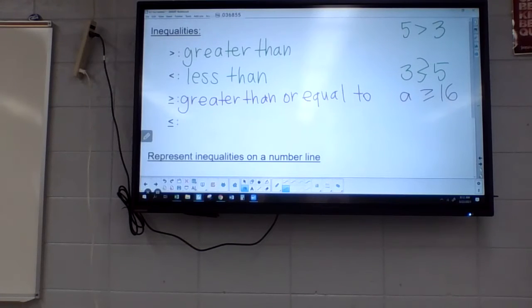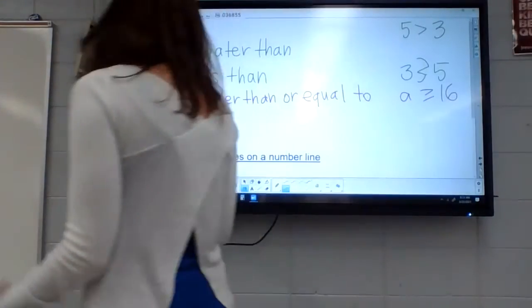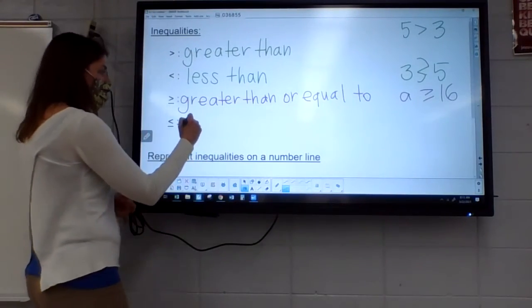So greater than or equal to. That "or equal to" doesn't seem super important, but it's a pretty big deal that I could get my driver's license on my birthday. And then the other one obviously is going to be less than or equal to.